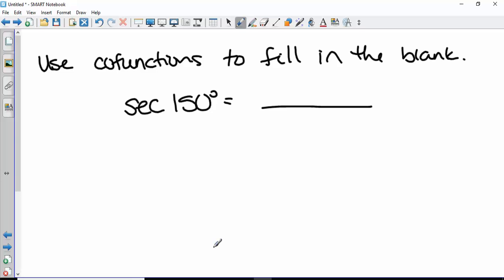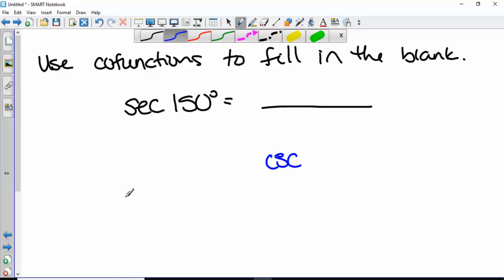So, it said use co-functions. If you have secant, what is the co-function for secant? Cosine. That's a reciprocal. Shoot, cosecant. The co-function just has the co in front of it. So sine and cosine, tangent, cotangent, secant, cosecant. And when are co-functions equal? Yeah, when their angles add up to 90, when they're complementary.